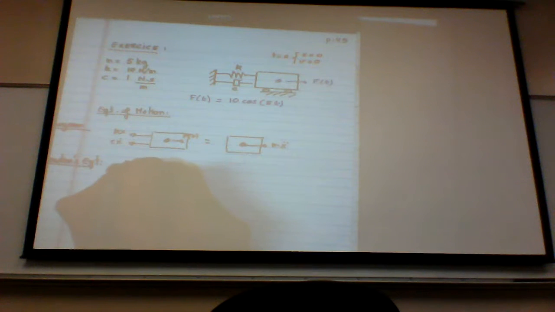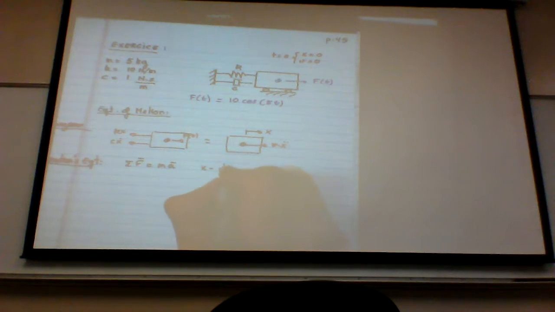Summation of forces equals m a in the x direction. And we get the equation, I'm going to go a bit faster: m x double dot plus c x dot plus k x equal to f of t.